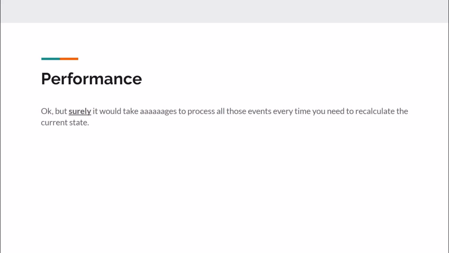Now let's tackle another concern. Surely it would take a long time to reprocess all those events every time you want to make up a new state. In practice, instead, you can use snapshots to speed this up, and we'll get into those later. But in truth, yes, to recalculate the current state can take a long time. But it's not as much as you'd think.